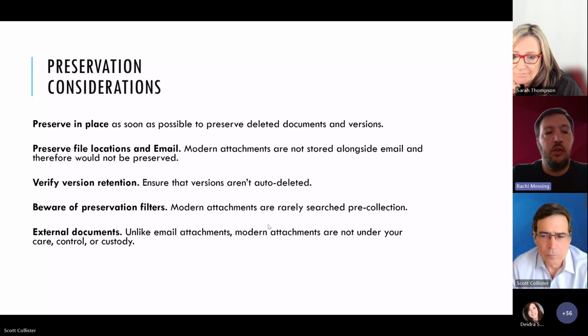But you also have to be thinking about how to go out to the other locations. For example, if Scott had shared a file with me, just shared it, didn't even send it as an attachment, I could include that file as a modern attachment that's sitting on his OneDrive. And if he's not a custodian in this case, I would never think to go ahead and preserve that. So I do have to think about the different locations this data could be.